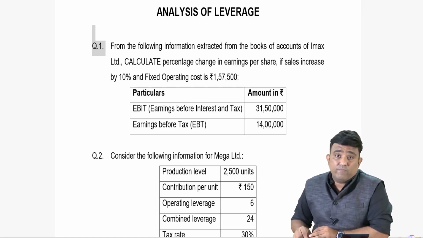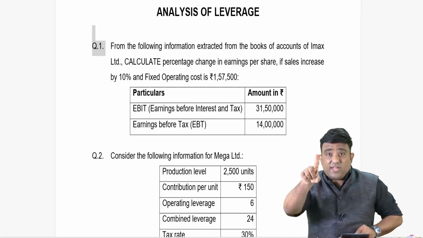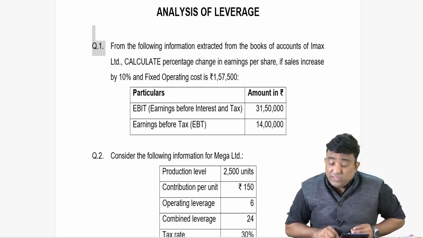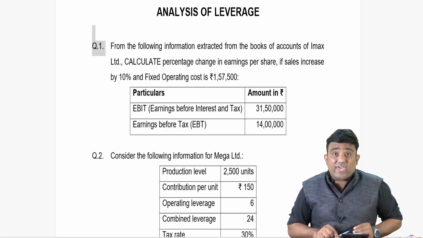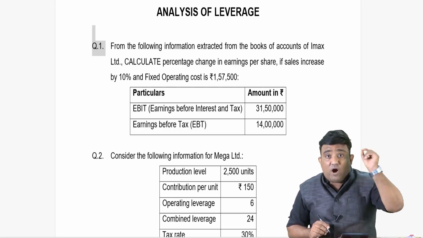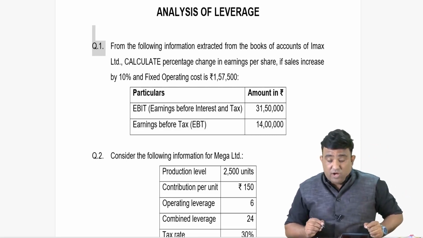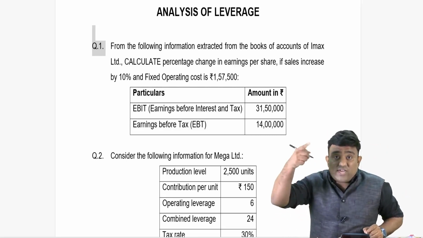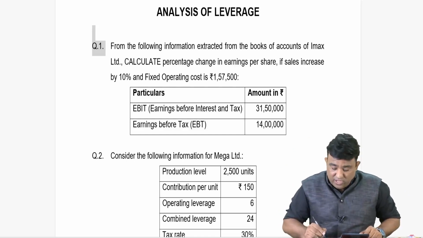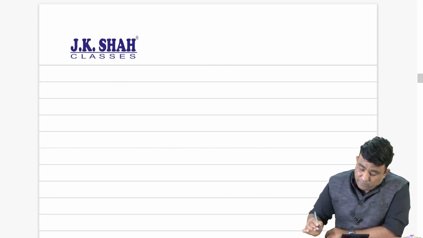Students, the big point is, is the sales given? No. Is the EPS given? No. Then the question arises, how can we calculate? Student, you can calculate with the help of combined leverage, because what is given, sales change is given 10% and EPS you have to calculate. So I can easily start with the calculation.